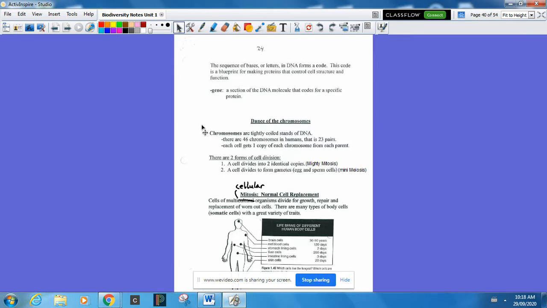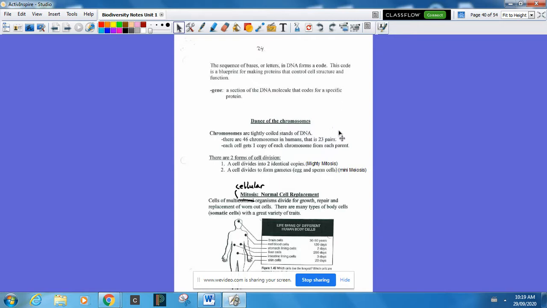So the sequences of letters are like a code. Kind of like Morse code is a code for a series of blips and bloops that gives you a message. This is a series of A, T, C's, and G's that code for certain traits. And a gene is that small section of a molecule that codes for a specific protein, which is what controls your traits. So let's go ahead and look at the dance of the chromosomes.